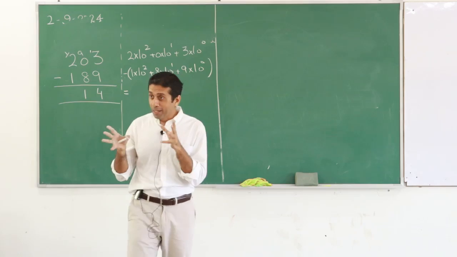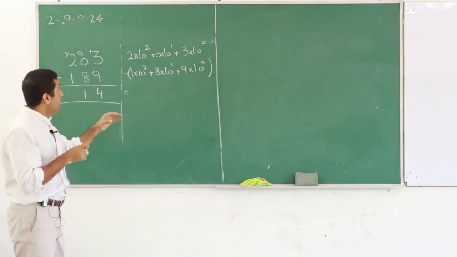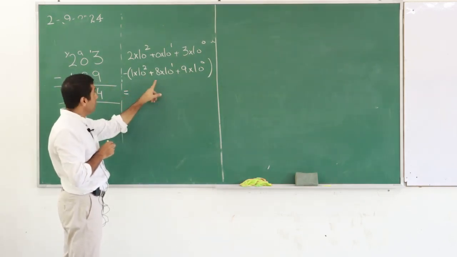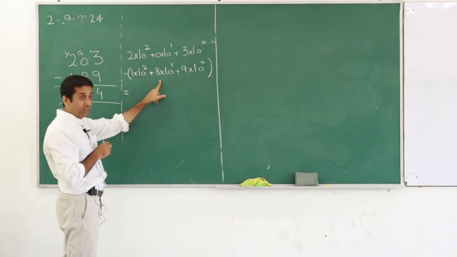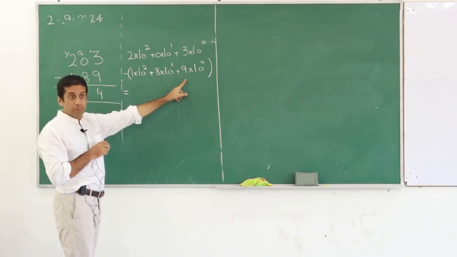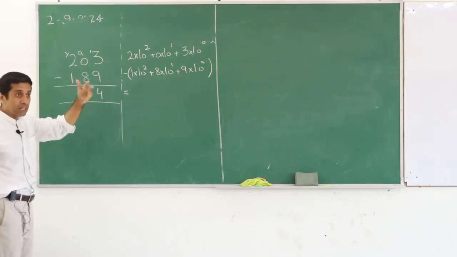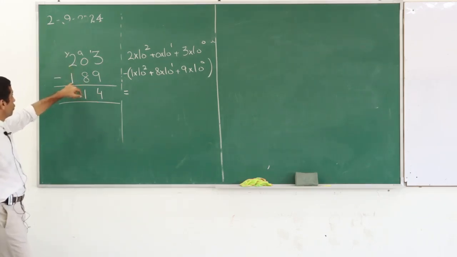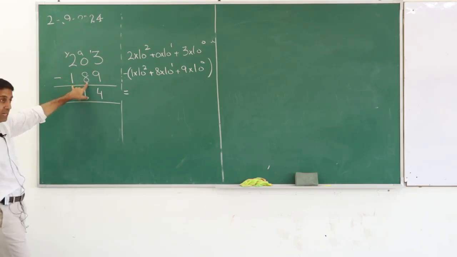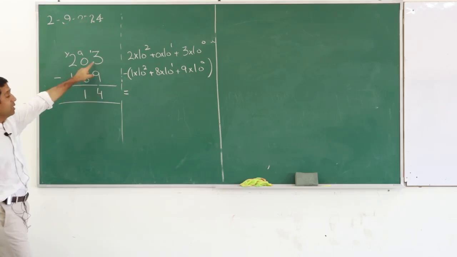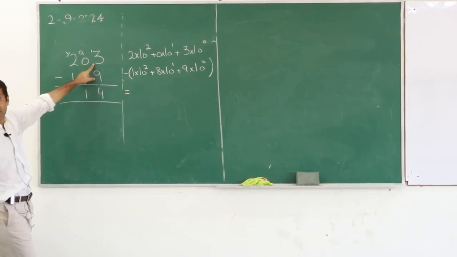So the point is, I want to eat away a 100. I want to eat away 8 tens, and I want to eat 9 units. That's what I want to do. Is this clear? Because subtracting is eating away. So I want to eat 100, 8 tens and 9 units. Now, if I want to eat 9 units, I only have 3 units. I can't eat them, right?